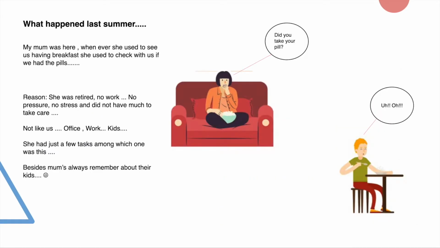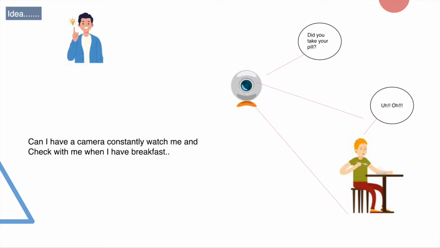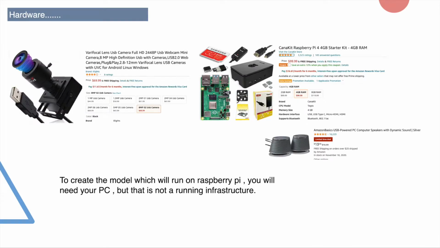Last summer, when my mom was here, she used to remind us to take our medications when she saw us taking breakfast. After she went back to India, we were back to square one. That was the inspiration behind my idea of creating an AI computer vision system, which, when it sees us taking breakfast, will immediately check with us about our medications.